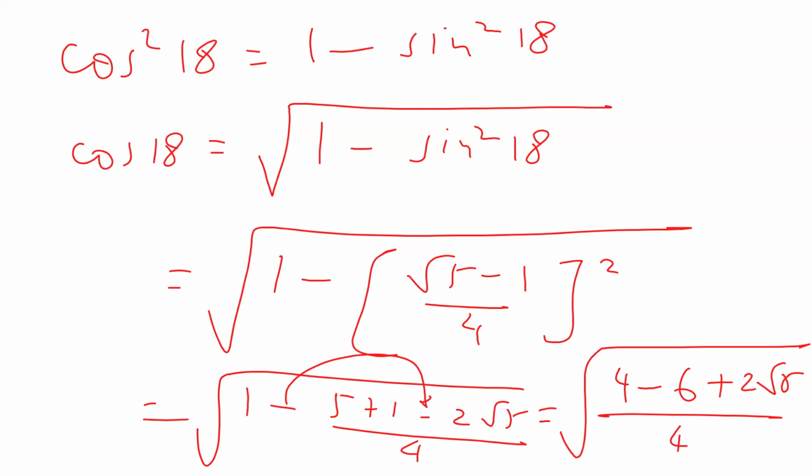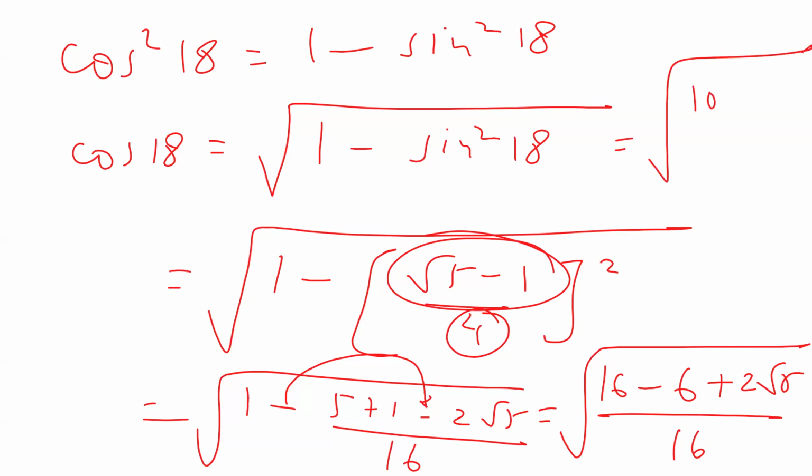I think this should be 16, not 4. Sorry, this should be 16. We took 4 square. Here we squared a minus b the whole square, so this also has to be squared. Sorry for this. So 10 plus 2 root 5 upon 16. This is going to be 10 plus 2 root 5 upon 16. Now the denominator you take the root now. 16 root is 4.